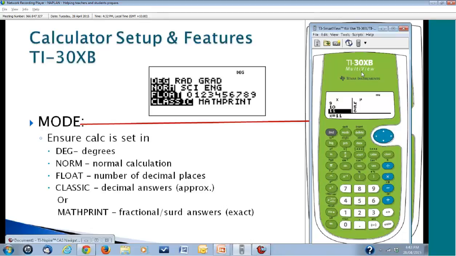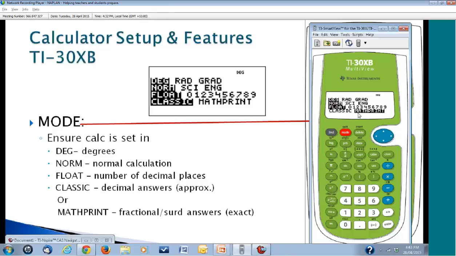So to be able to do the changes with that, what I'm using here is the TI Smart View for TI-30, which is an emulator. And I use this in teaching. These can be purchased, and when you're using either a data projector or even an interactive whiteboard, you can have a calculator up there.